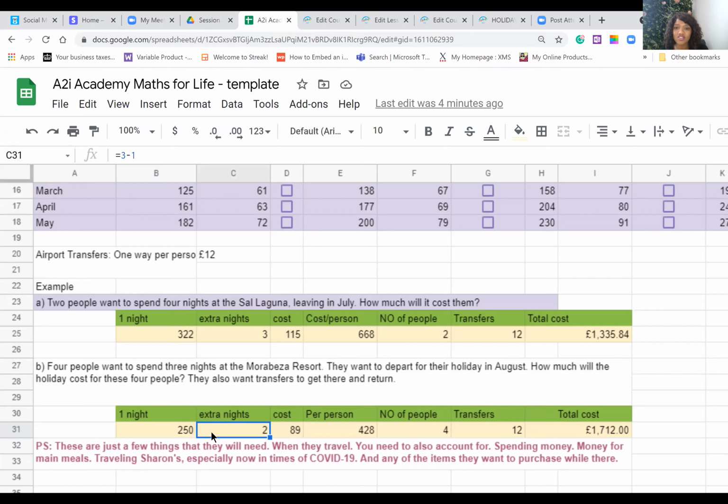Okay. So if we go on to Morabeza and it is in August, Morabeza August, you can see £250. So if we select this one.